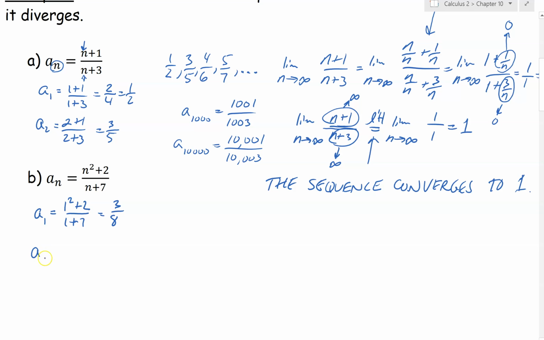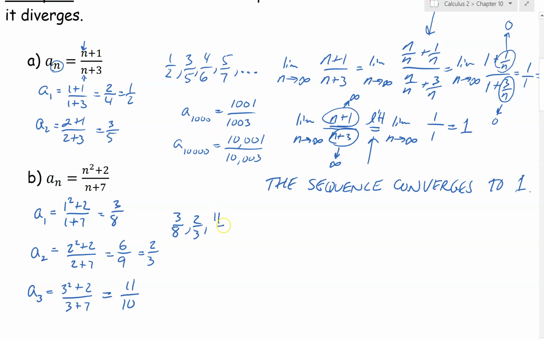If I plug in 2 for n, a sub 2, our second term, is 2 squared plus 2 over 2 plus 7. So that is 4 plus 2 is 6 over 9, or 2/3. A sub 3 would be 3 squared plus 2 over 3 plus 7, so that is 11 over 10, and so on and so on. Our sequence looks like this: 3/8, 2/3, 11/10, and so on. Just looking at those three terms, it's not real clear what's going on with this sequence.